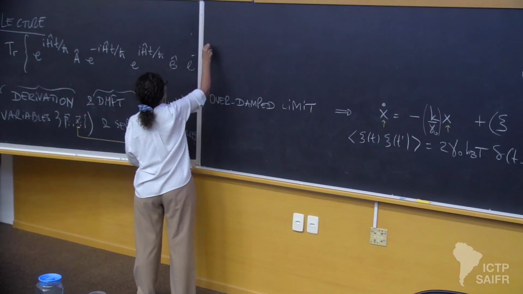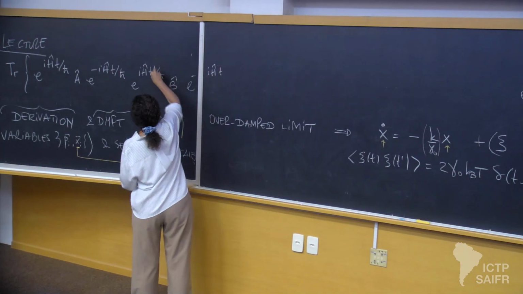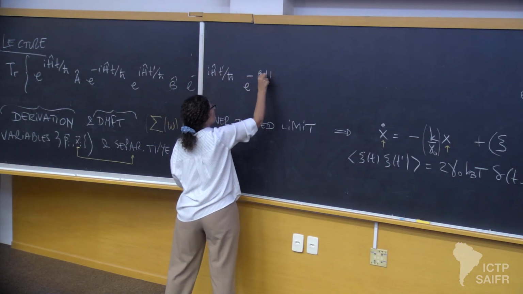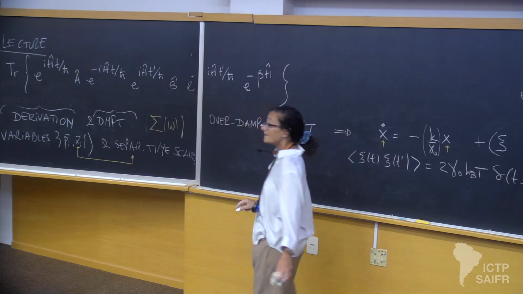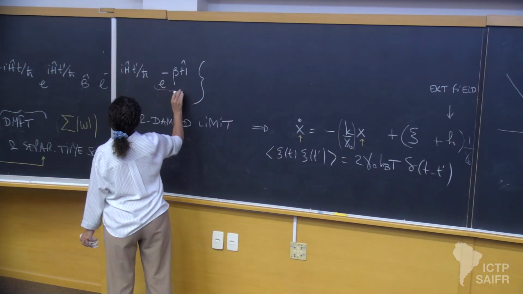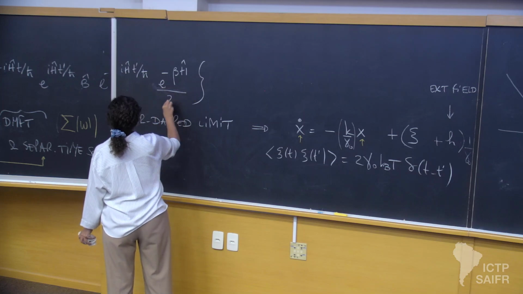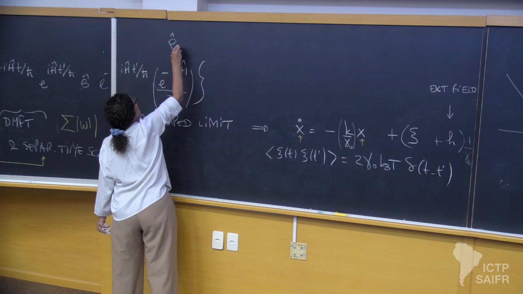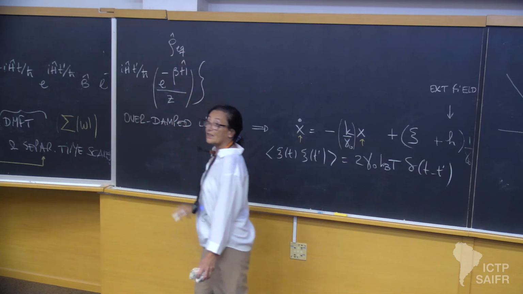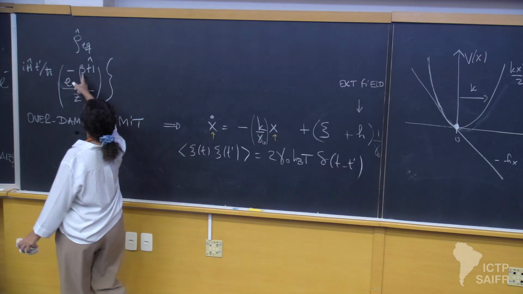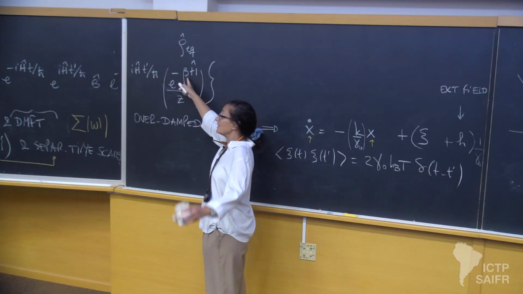E minus, this is t prime, this is t prime, E minus beta h hat. Okay? So here I'm saying that this is normalized by z, if you wish. So this is the rho x, the density operator à la Boltzmann in equilibrium at a given temperature beta, as he was saying.